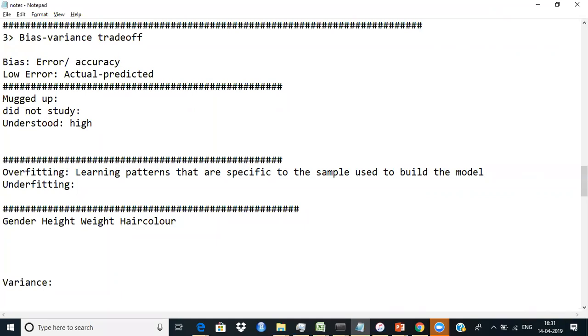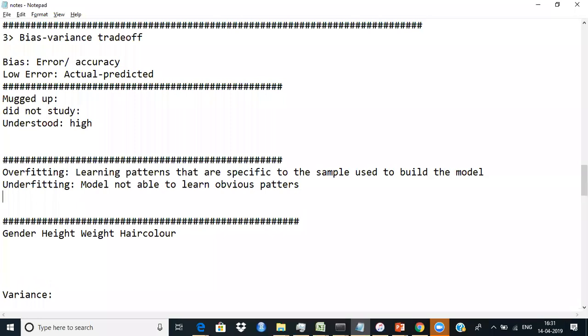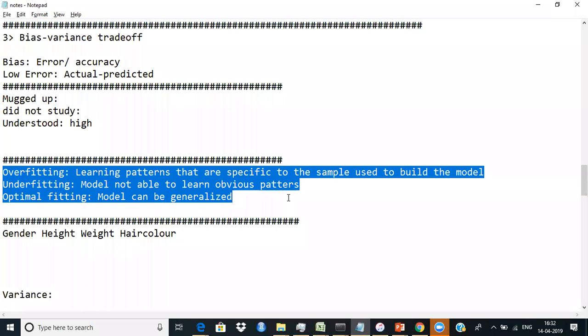Now, underfitting. Underfitting is you were not able to learn all the patterns, right? Simple. I mean, your model was not good enough to learn the obvious patterns, right? So your model is not able to learn obvious patterns. And optimal fitting is when the model can be generalized, right? Model can be generalized into any data outside the development data. Okay. So these are the 3 concepts that you need to learn.